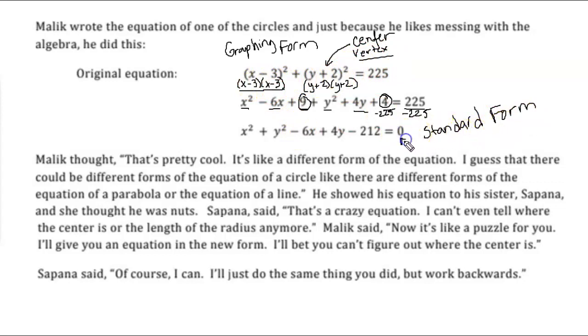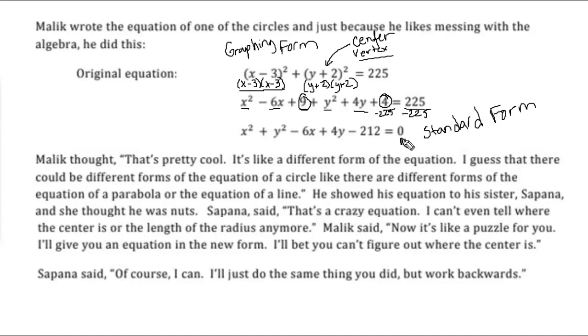Now also notice when it's in standard form that they made it equal 0. That's a very polynomial thing. Remember, we always liked our polynomial equations to be equal to 0 to solve them, and so we tend to get them equal to 0. So it just moves everything over to one side of the equation and gets it equal to 0 on the other. Malik thought, that's pretty cool. It's like a different form of the equation. I guess that there could be different forms of the equation of a circle, like there are different forms of the equation of a parabola or the equation of a line.